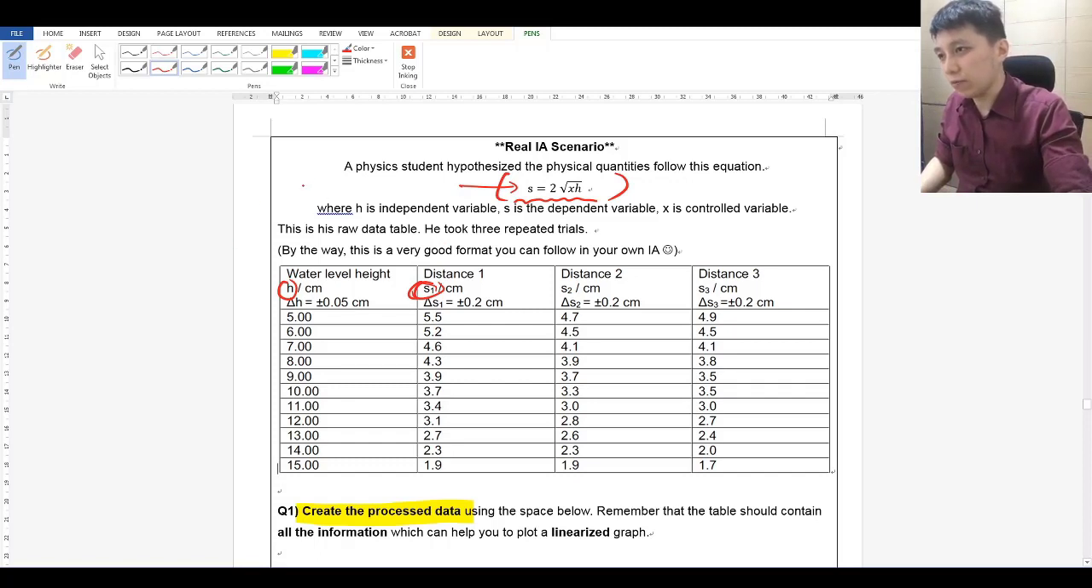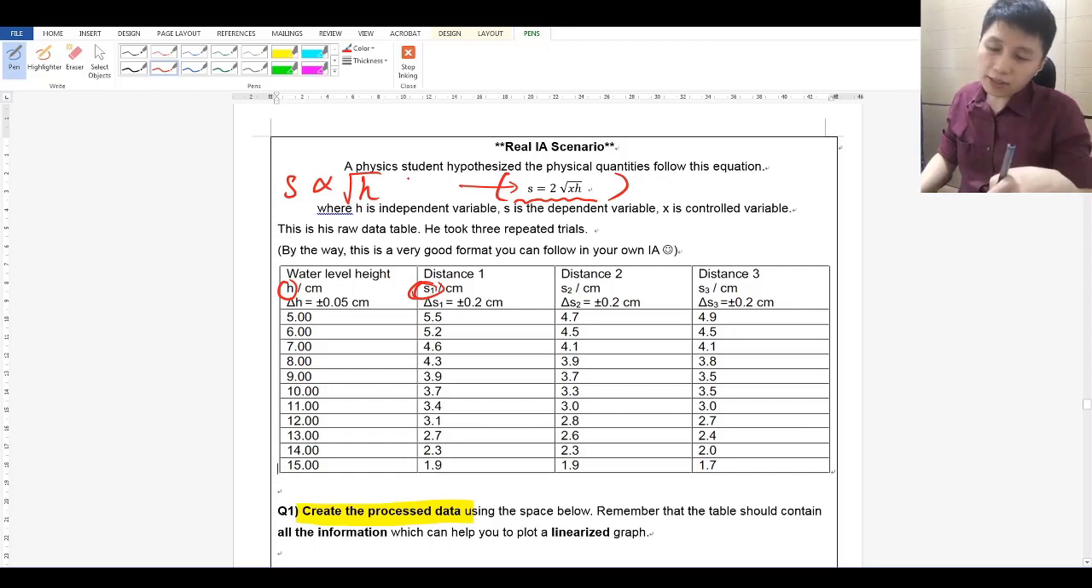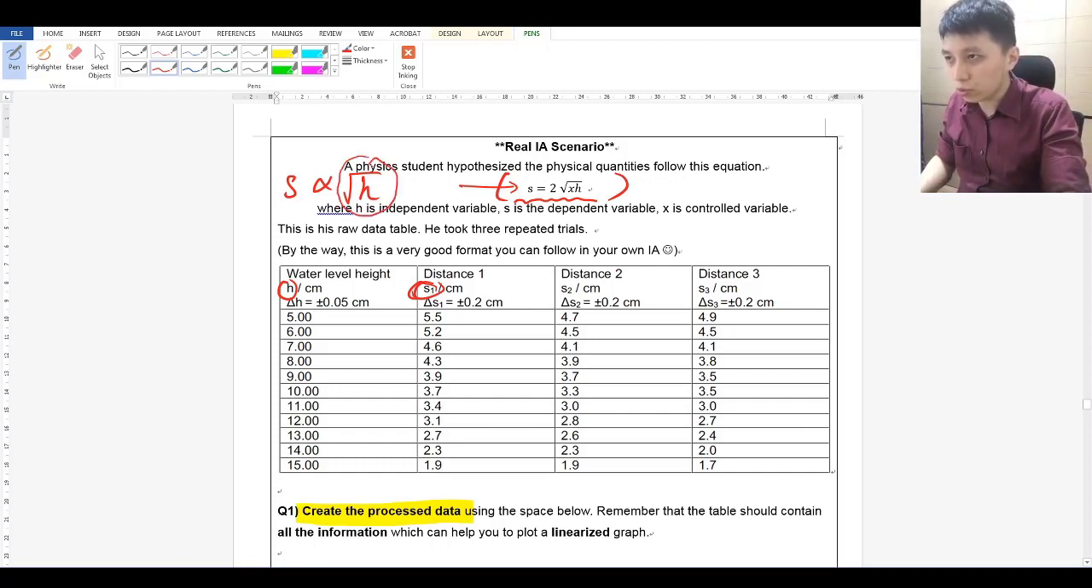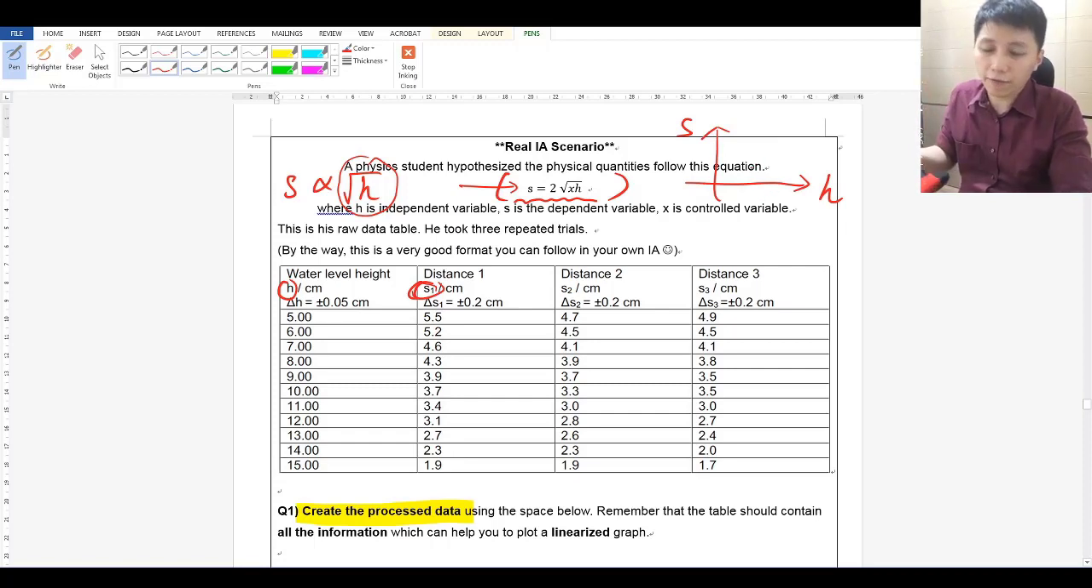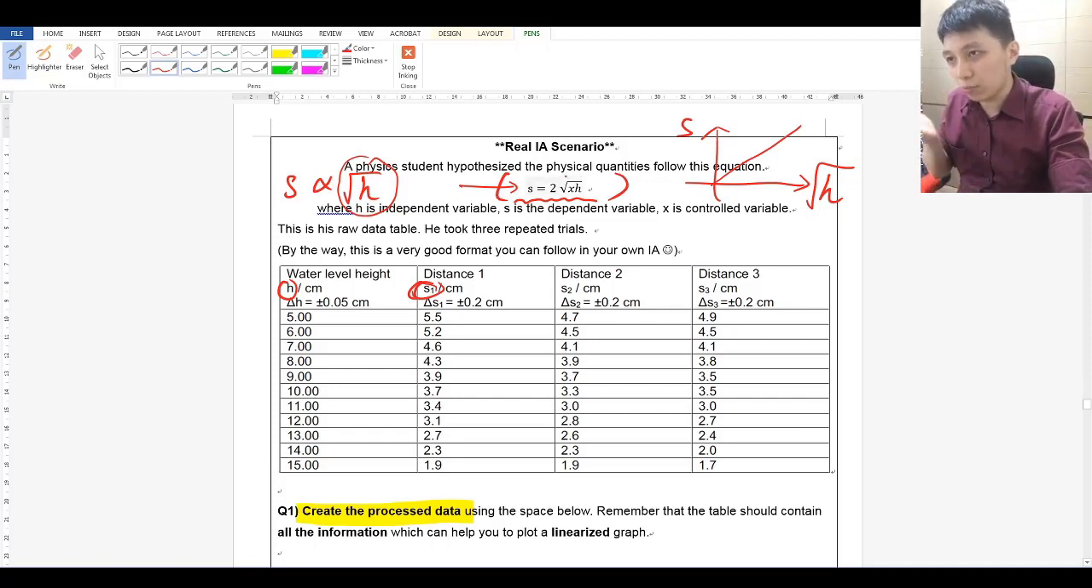Alright, so just stick with this equation as the theoretical framework, and then you can already tell, according to what you learned in the previous video, that s is proportional to root h, and that's why in your process data you would want to include root h. Later on, if you try to plot s against h, that's going to be a curve obviously because of this established relationship, and therefore instead of plotting s against h, we should be plotting s against root h, and in this case you should find a straight line hopefully, and the slope should be 2 root x.